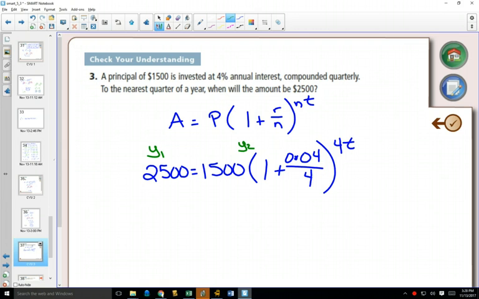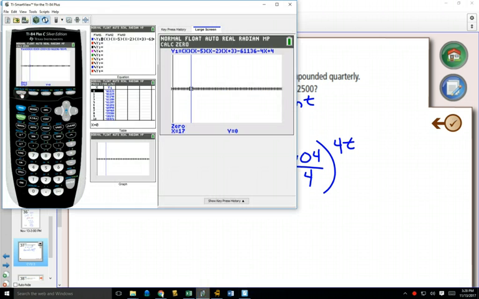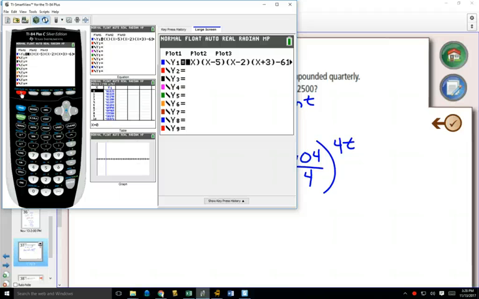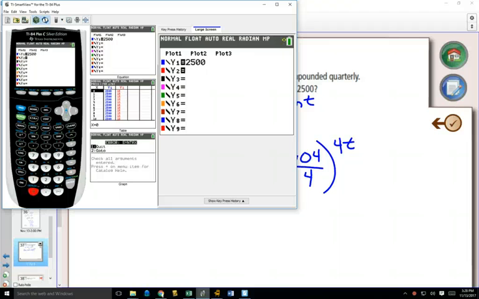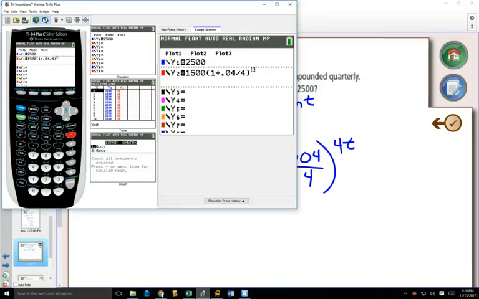And this is going to be super helpful, especially next year, because you're going to have a lot of questions that you'll want to find an answer quickly, and you'll be allowed to use your graphing calculator, so this can be very helpful. So we go to our calculator, we clear things out, and I have 2,500 in y1, I have 1,500 bracket 1 plus 0.04 divided by 4 to the power 4x.